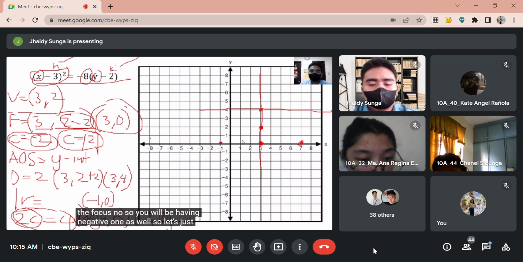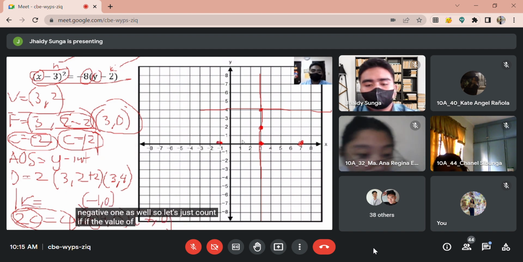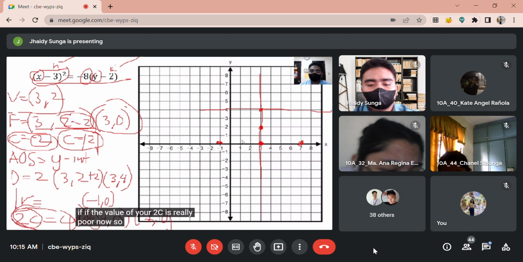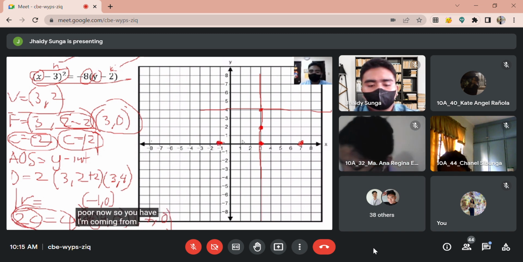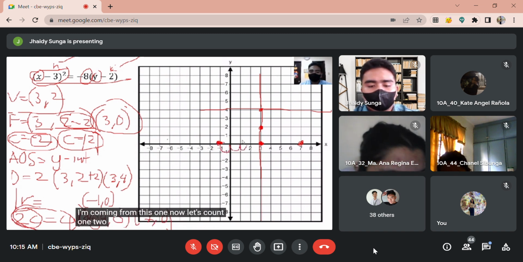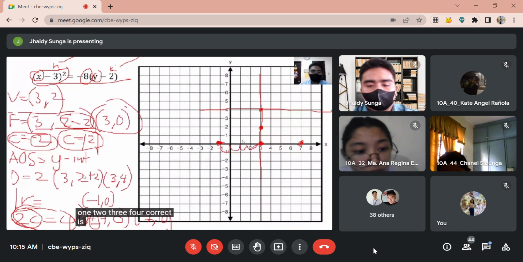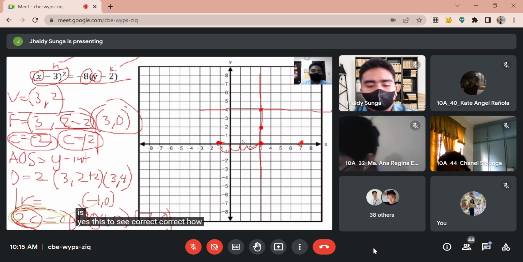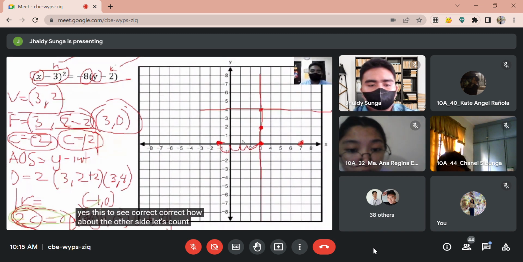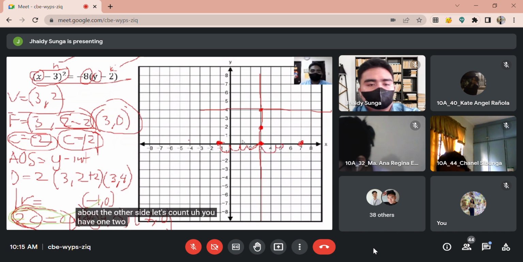So let's just count. If the value of your 2c is really 4, you have, coming from this one, let's count: 1, 2, 3, 4. Correct? Is this 2c correct? Correct. How about the other side? Let's count. You have 1, 2, 3, 4. Is it 4? So this is correct.